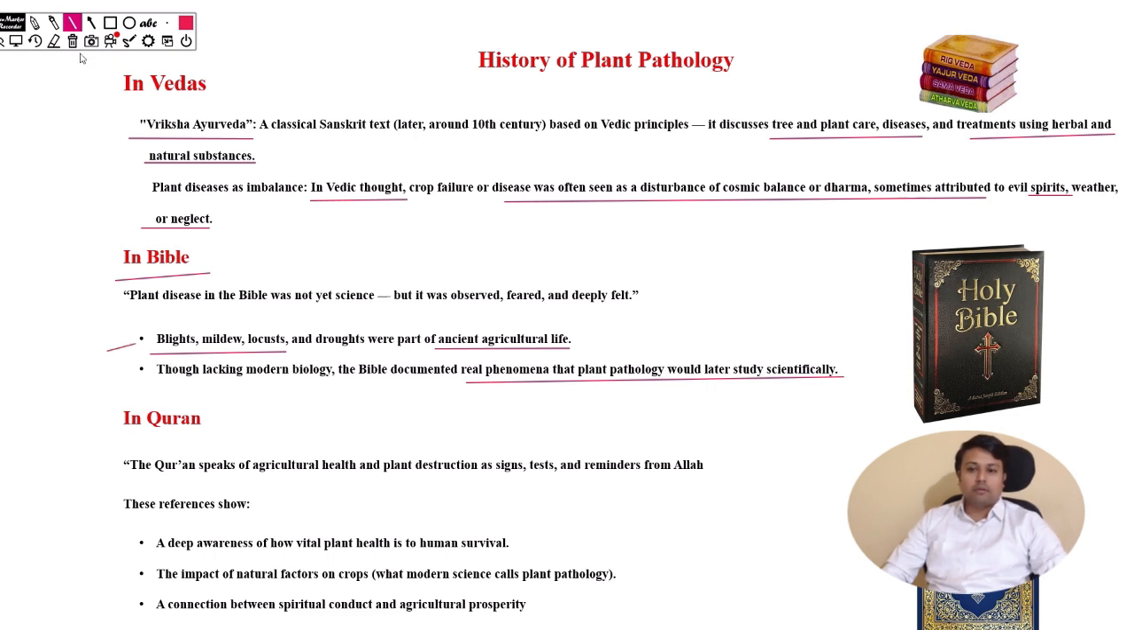Now coming to the Quran, the Quran also tells of diseases, and how vital plant health is to human survival. The impact of natural factors on crops is what modern science calls plant pathology. Means famines and huge losses are caused due to diseases. A connection between spiritual conduct and agricultural prosperity was recorded.